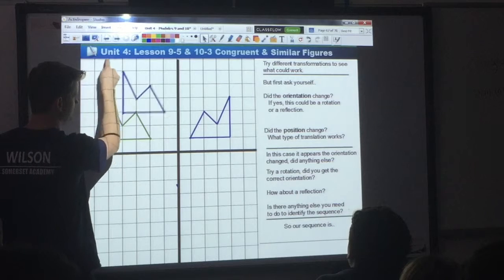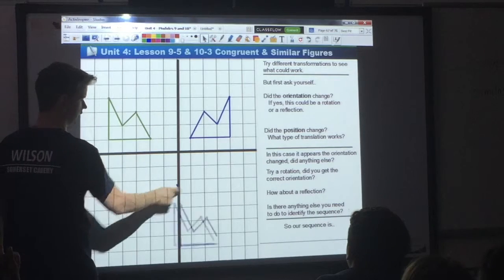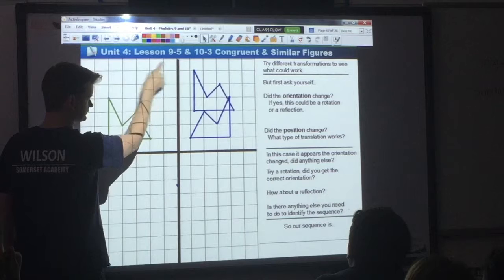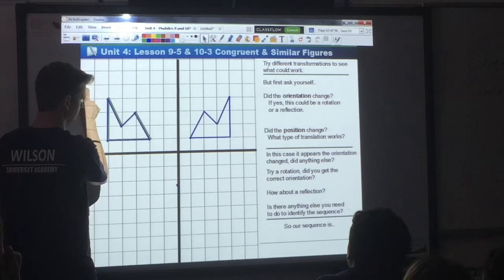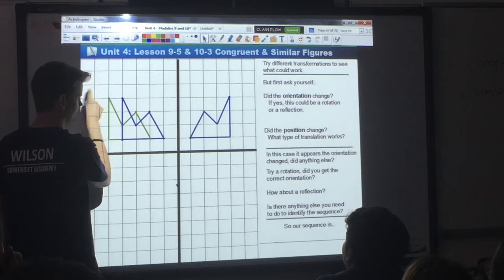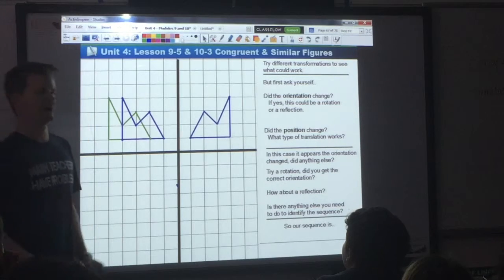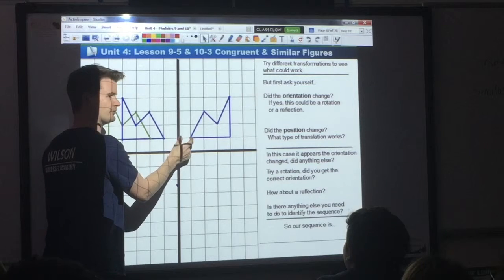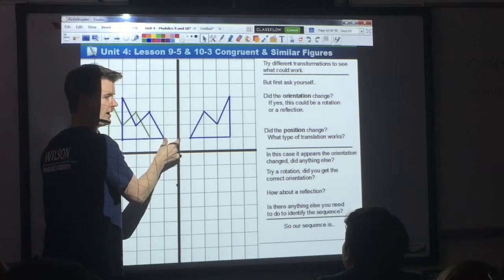And where should this guy end up? Down here? No. Over here? No. Up here? No. Right here? No. You said no, right. You're correct. It shouldn't be there. It should be here. How can you tell? One unit away from the y-axis, one unit away from the y-axis.